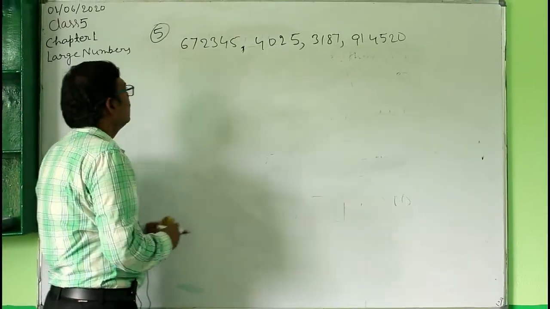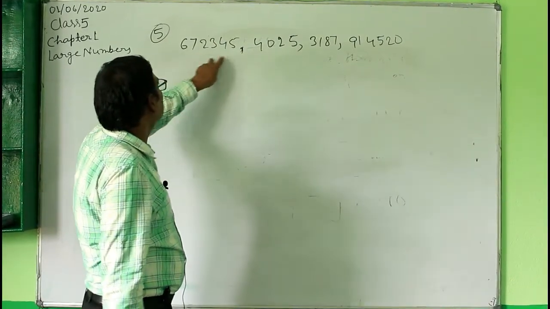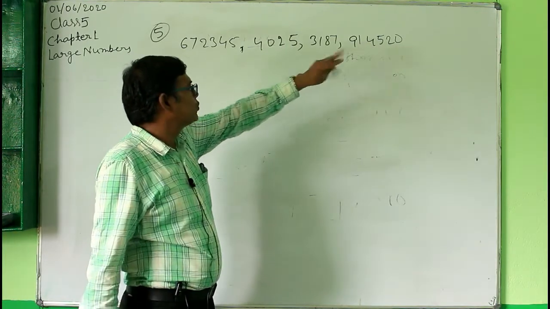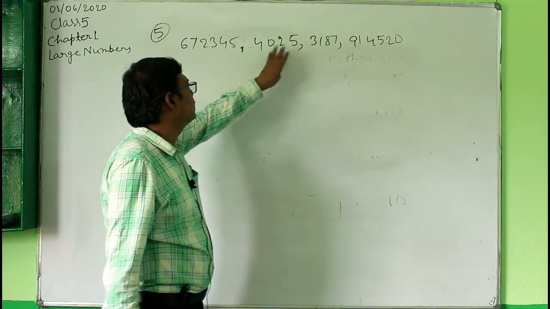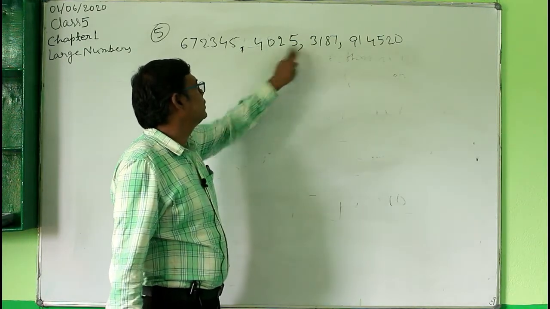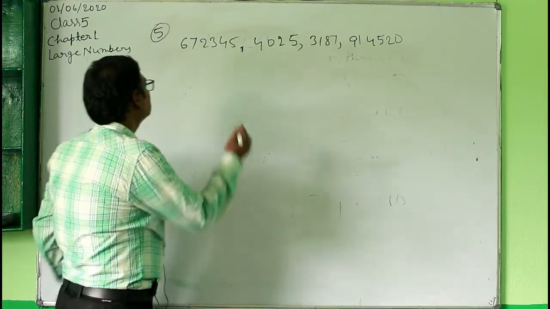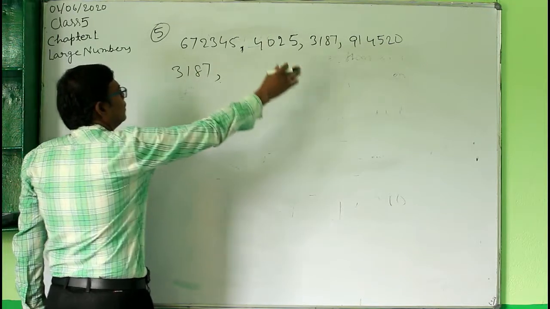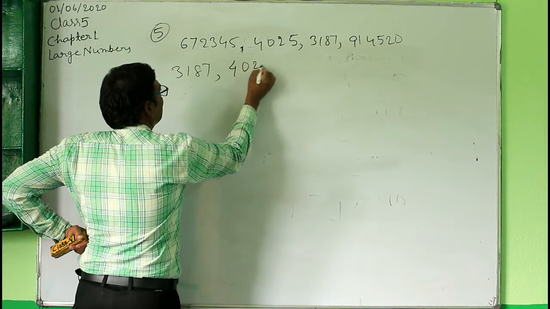So here which is the smallest number in this case? Here see that these are the digits of this is the 6-digit number, and that is also the 6-digit number. But here these are the two 4-digit numbers. And in this case, here in these two numbers, which is bigger? So this is bigger and this is smaller. So this is the smallest number in this case. So we will write first 3187. Then this number is bigger than this number. So we will write here 4025.